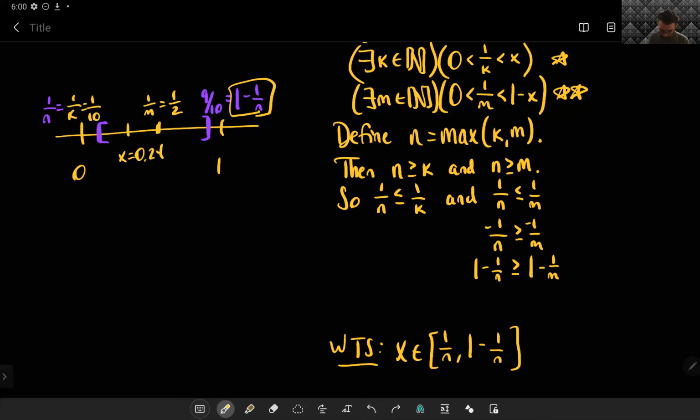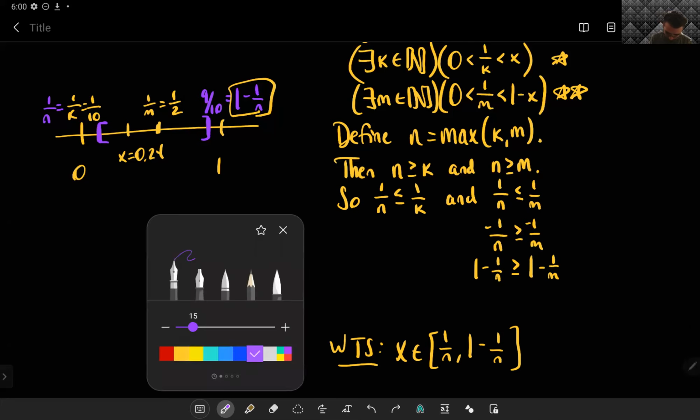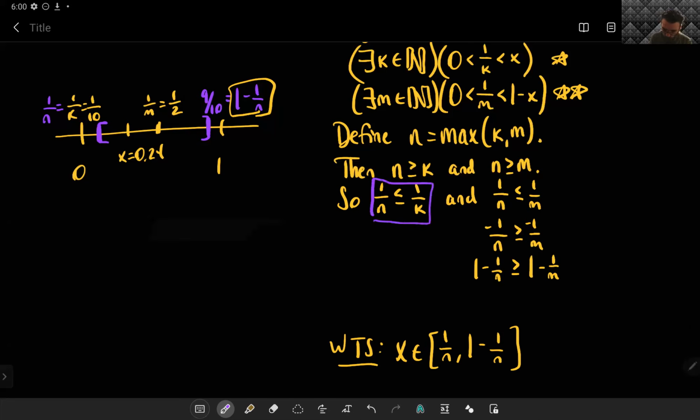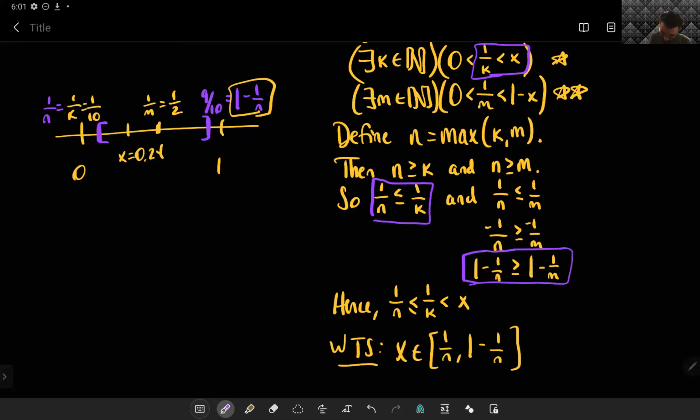Well, let's see here. I'll highlight some things in purple. We know that 1 over n is less than or equal to 1 over k, and 1 over k is less than or equal to x. Similarly, we know that, let's see here, probably have to rearrange some things. Okay, we know that this is true. We know that this is true.